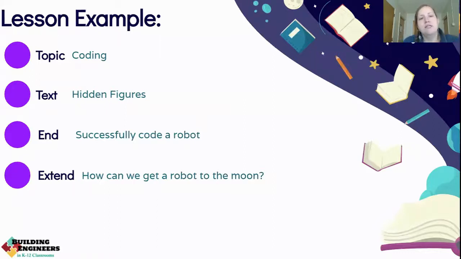Another lesson focused on the topic of coding. I used the text Hidden Figures since it focuses on the 4 women who helped code at NASA to get a man to the moon. The end result was I wanted them to be able to successfully code a robot, and the extension from the book was how can we get a robot to the moon?